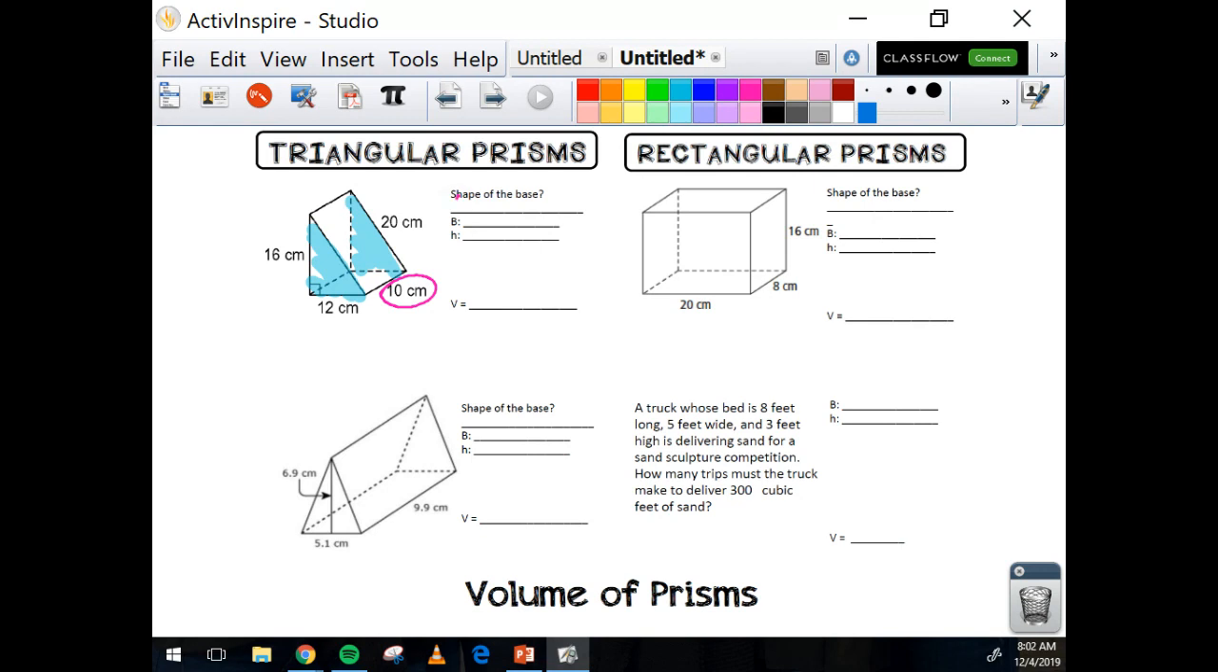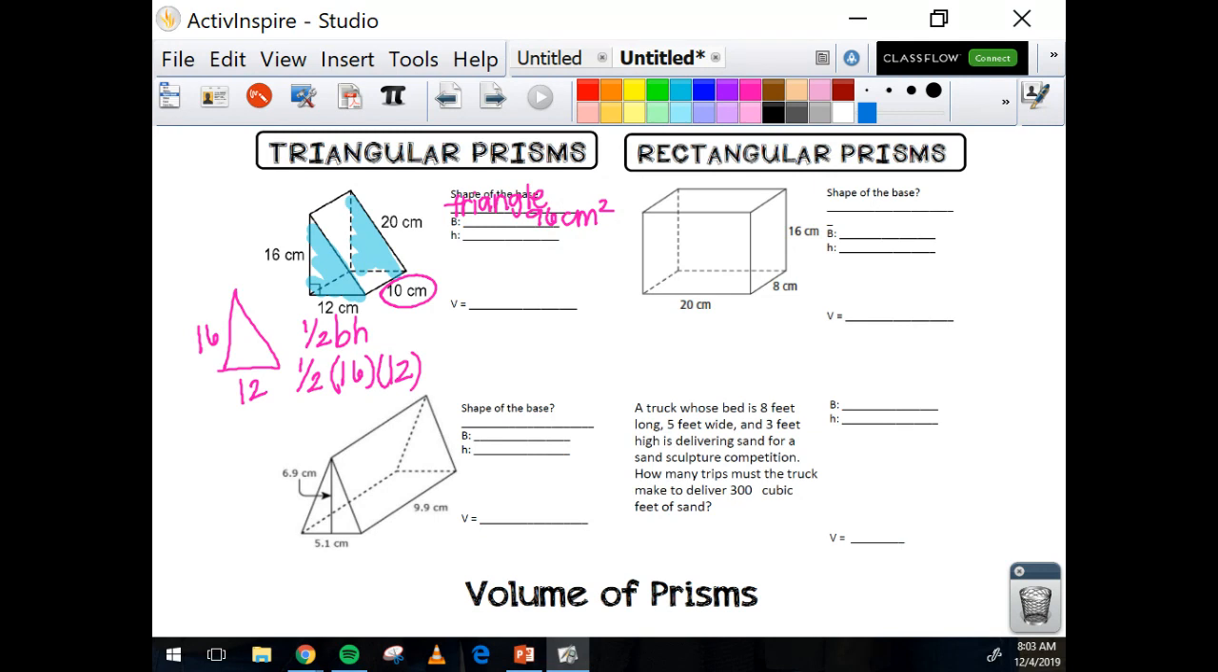The shape of the base is a triangle. So now we want to find big B. You can find big B the same way we did for surface area, where we rewrote the shape to the side and then calculated it. So we know that it's going to be 1/2 base times height. This is going to be 1/2 times 16 times 12. So then it ends up being 96 centimeters squared.